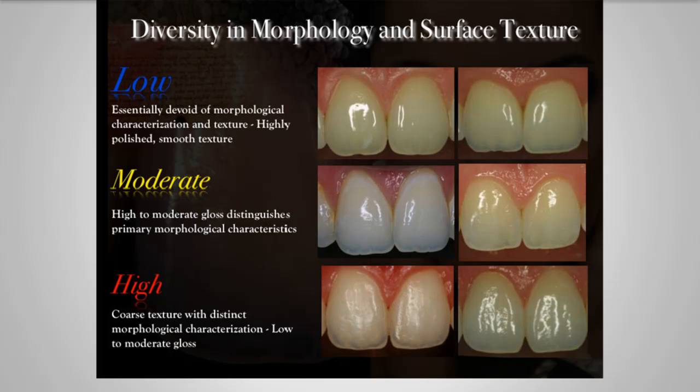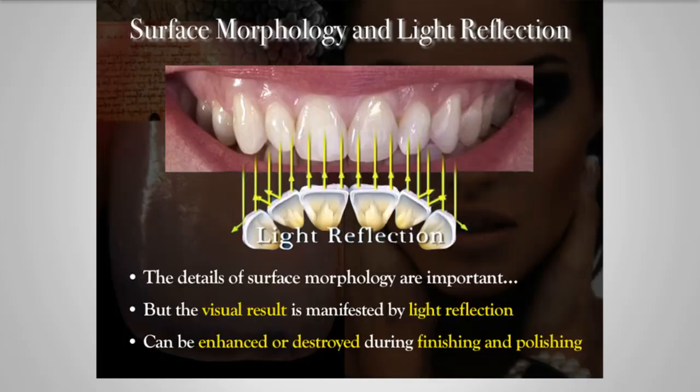So there are different types of surface texture out there, but what we have to realize is that regardless of surface texture or morphology, the details of the surface morphology are in fact important, but the visual result of any type of surface texture or morphology is manifested by light reflection.